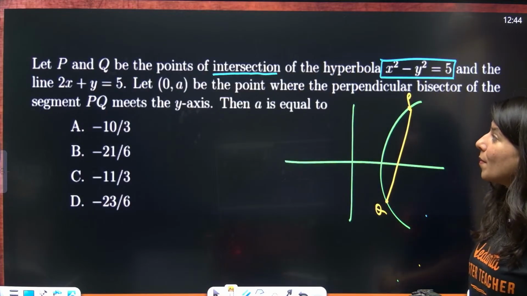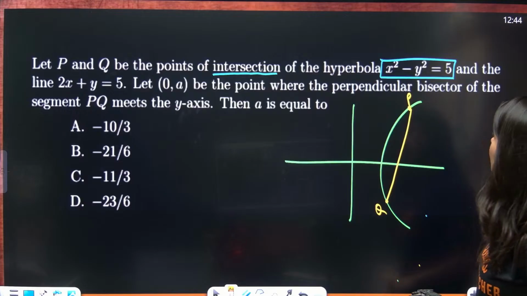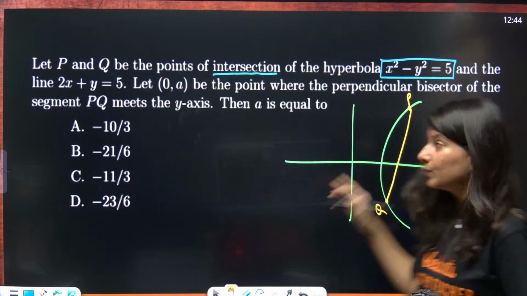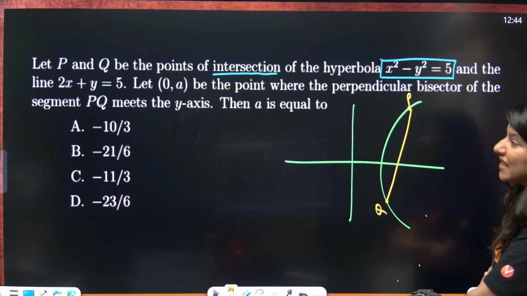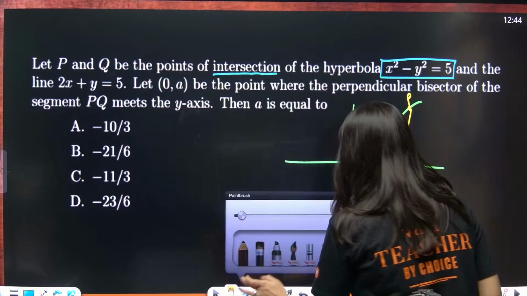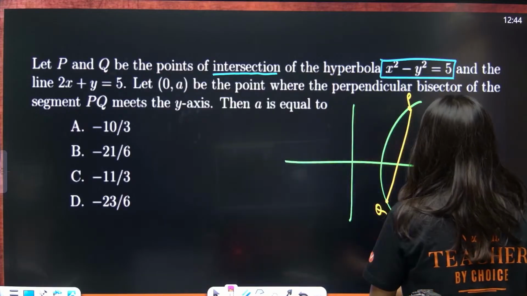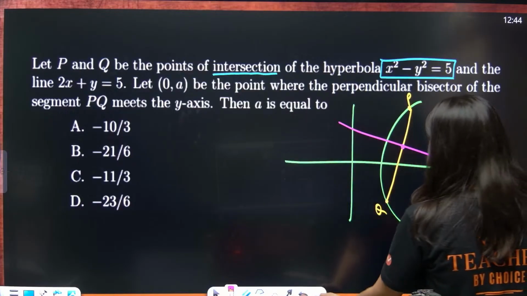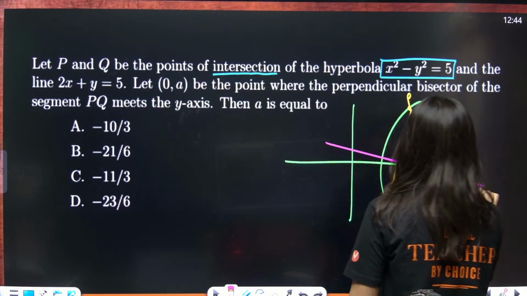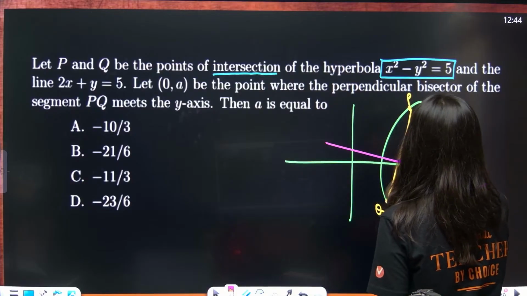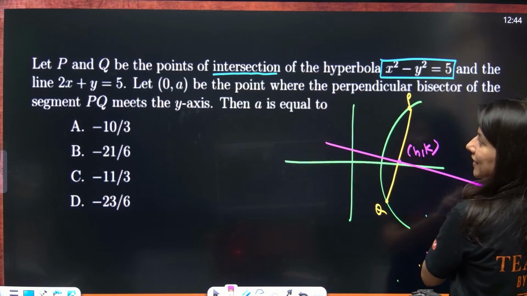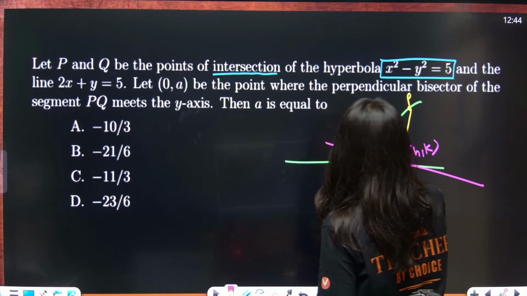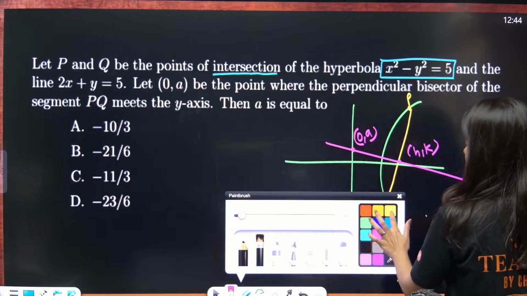Let (0, A) be the point where the perpendicular bisector of the segment PQ meets the y-axis. So the perpendicular bisector of PQ will look like this. This will be the midpoint, H, K. And this perpendicular bisector meets the y-axis at (0, A). So what they are talking about is A.